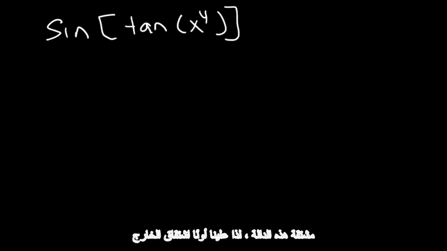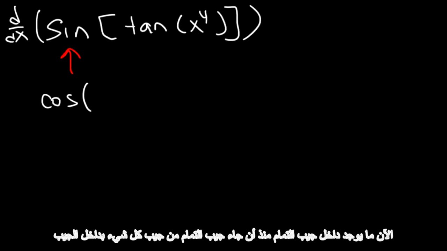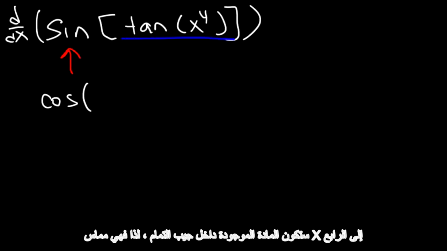Now what if we have a trig function inside another trig function? Find the derivative of this function. So first, we need to differentiate the outside function, sine. The derivative of sine is cosine. Now, what's inside of cosine? Since cosine came from sine, everything inside of sine is going to be the stuff inside of cosine. So that's tangent x to the 4th.